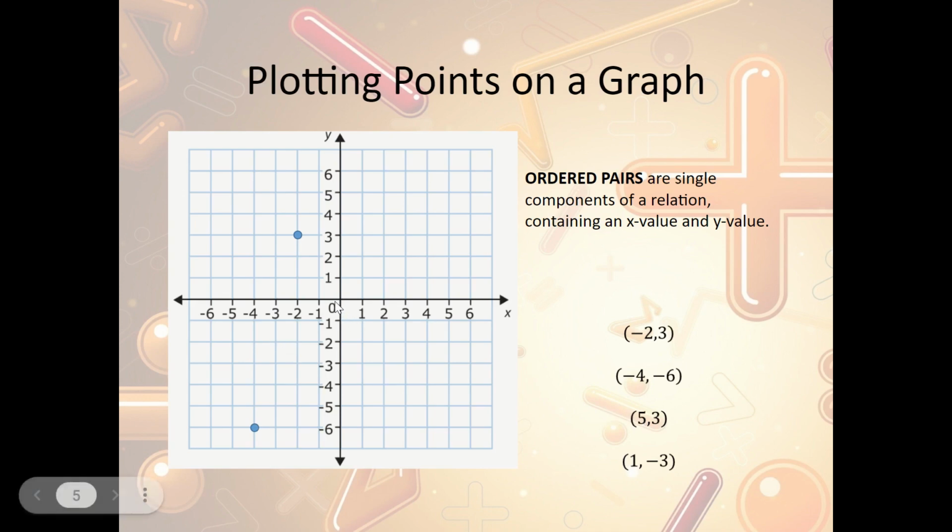So x is 5, so I'm going to go and find where x is 5, which is here. And y is 3, so I'm going to go find 3, which is right there. And there's that point. And lastly, I have 1, negative 3. So x is 1, so I'm going to go find 1 on the x-axis, which is here. And negative 3 on the y-axis, which is here. And I plot that point. And now I have plotted all 4 of these ordered pairs.